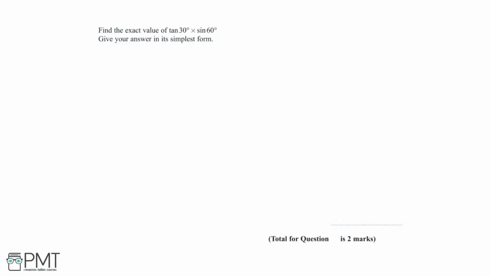In this question, we're asked to find the exact value of tan 30 multiplied by sine 60, giving our answer in its simplest form. Now from our knowledge of standard trig functions, we know that tan 30 is equal to 1 over root 3, and sine 60 is equal to root 3 over 2. And so tan 30 multiplied by sine 60 is 1 over root 3 multiplied by root 3 over 2.